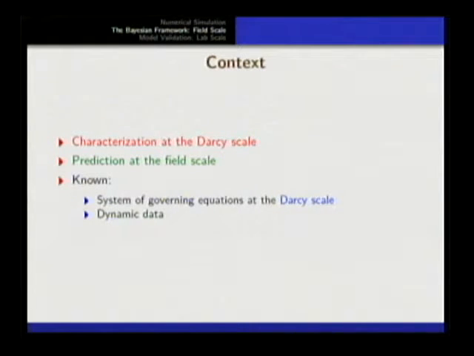Okay, so let me now discuss the uncertainty quantification framework that we need to look at the validation problem. And the context that I will start and refer to at this point is that I'm aiming at characterization of porosity and permeability at the lab scale. We wish to produce predictions at the field scale, and in this context, we assume that we know the system of PDEs in the Darcy scale, and we have some type of dynamic data that will allow us to estimate porosity and permeability fields. Okay, so this is the context.